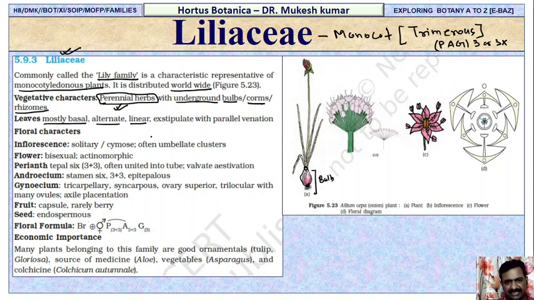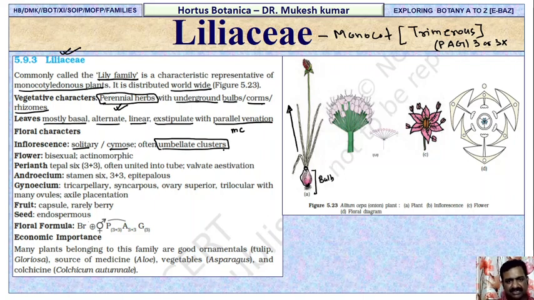Alternate. They are linear. Linear means a straight line is there. Yes, this is the linear. Exstipulate means the stipules present earlier are now not present, and parallel venation. When I said this is the character of all monocots, here also. Now, inflorescence: solitary, cymose, and umbellate cluster.